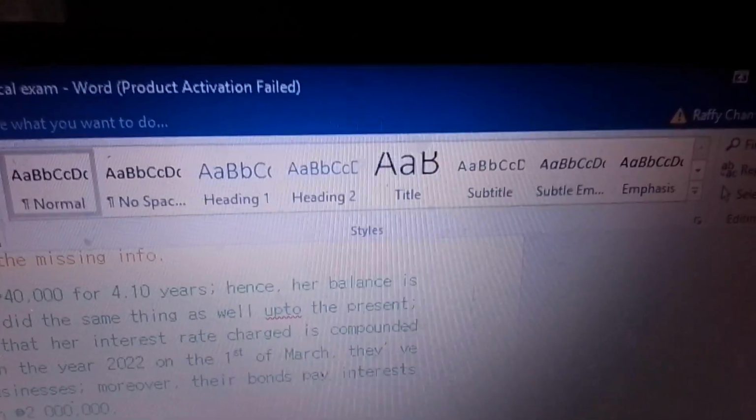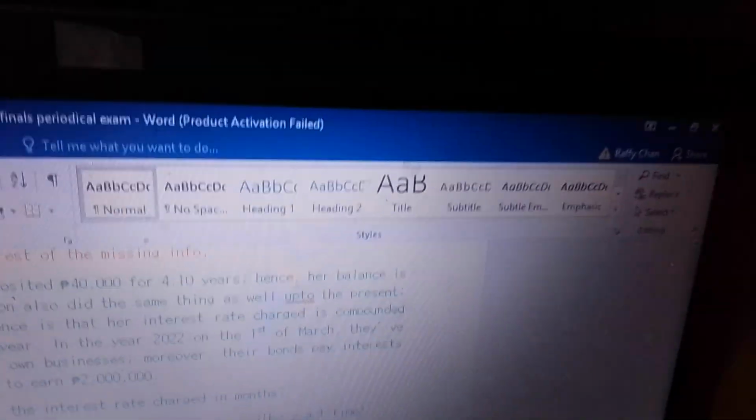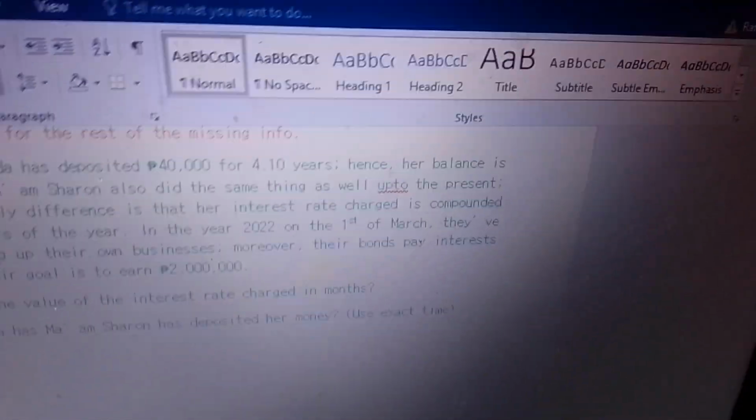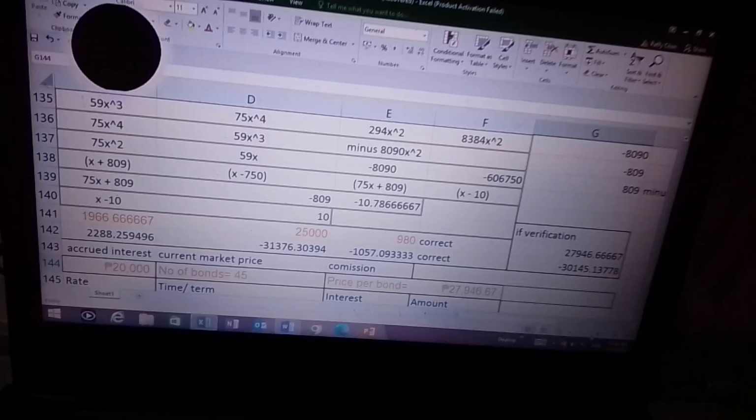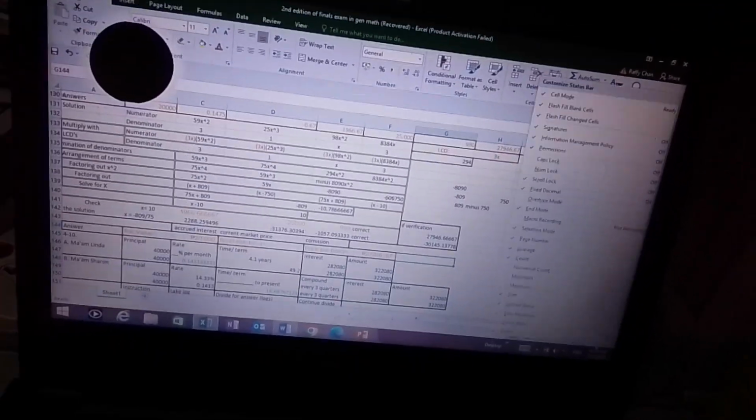Because it says has a balance, that is your current balance. She did the same thing. So that one is letter A. Now let's solve. To solve for the interest rate, this is very easy. You already know what to do. Remember, to solve for the interest rate, it's very easy.